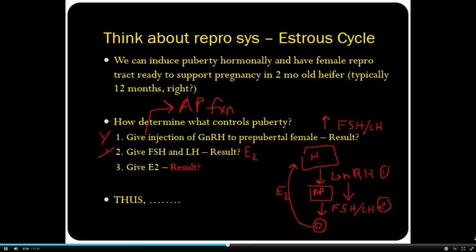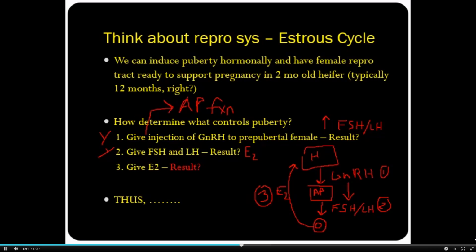In this first case, we gave GnRH that caused FSH and LH to be released. In number 2, we gave an injection of FSH-LH to this 2-month-old. We end up getting follicular growth and estradiol production. So that's what we'd expect from a female. Now, what happens if we take it the next step and we actually give the estradiol to the female? In a mature female, we would expect, if we were to give threshold levels of estradiol, that should cause a GnRH surge.